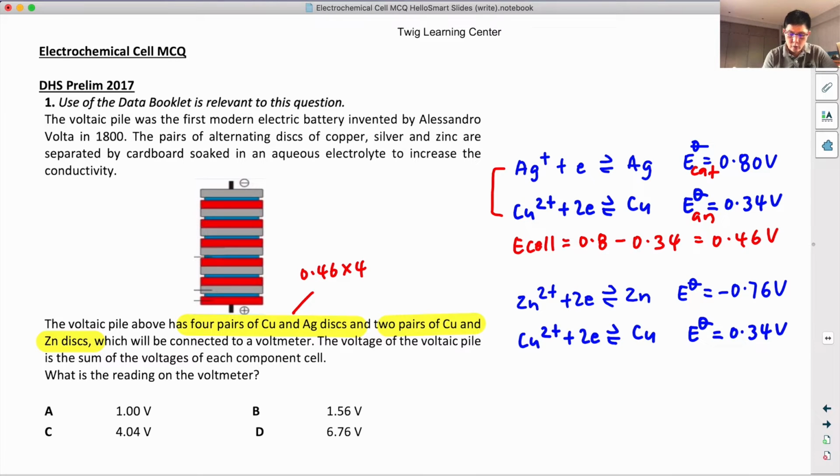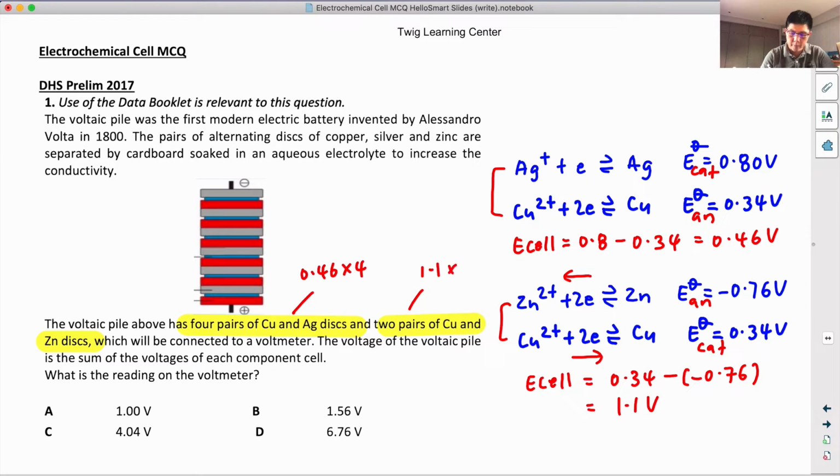How about the other 2? There are 2 pairs of copper zinc. The more positive one is the cathode, which undergoes reduction. The more negative one is the anode, which undergoes oxidation. So what's E cell? E cell in this case would be 0.34, the E cathode, minus the E anode, which is minus 0.76. Work it out, you should get 1.1 volt. So for these 2 pairs, it will be 1.1 times 2.